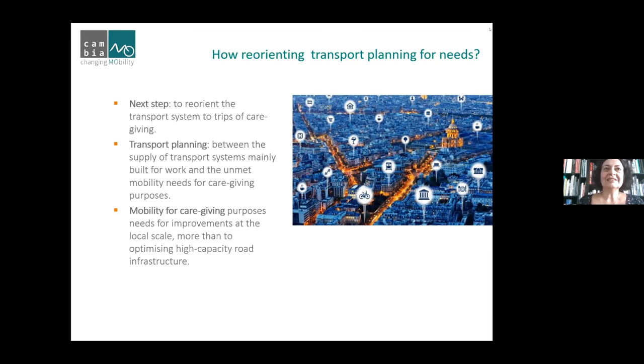And the mobility for caring purposes is important for improvement at the local scale, more than taking into account and optimizing high capacity road infrastructure or even big public transport infrastructure.